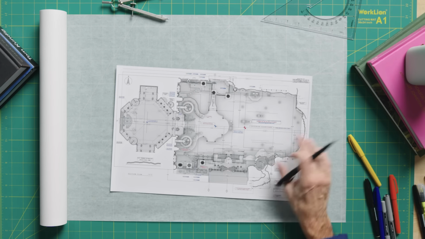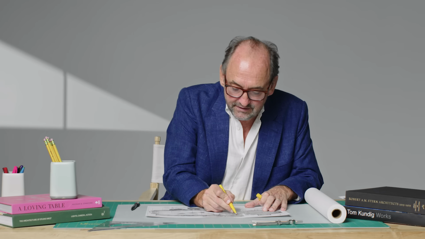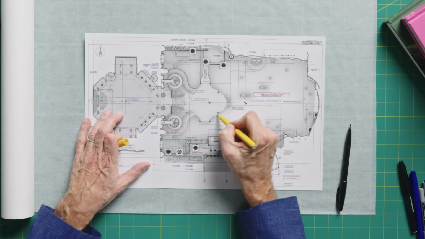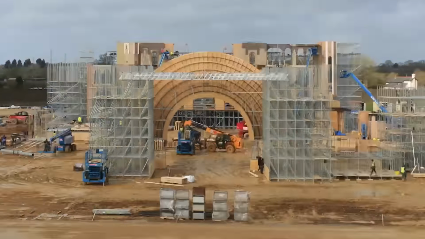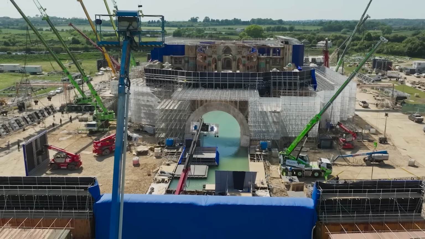This is a plan of the back lot build. This area here, all of this, is a huge water tank. The weight of water pushing against those tank walls is immense.